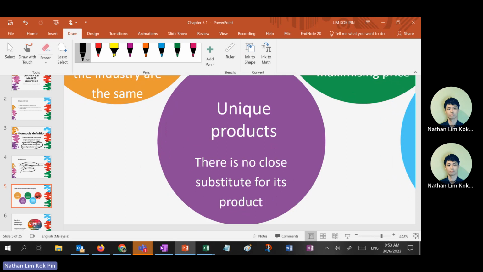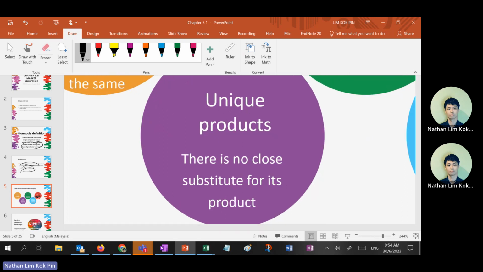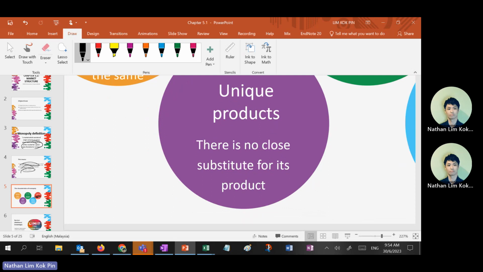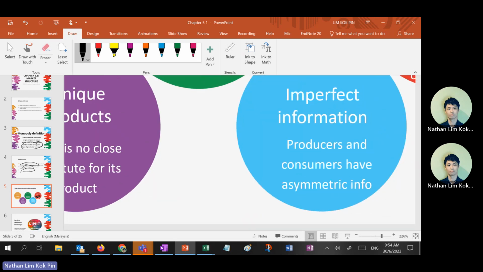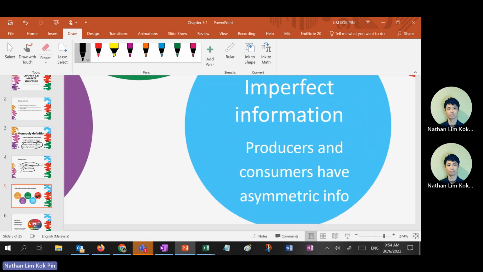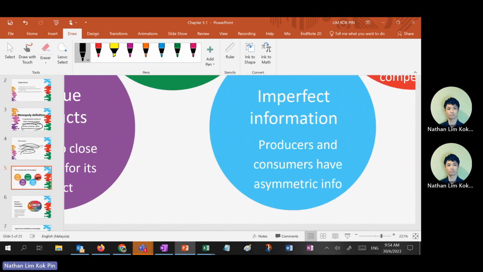Number 4 is unique. The product must be exclusive, produced only by this company, and there are no close substitutes. Number 5 is imperfect information. The consumers and producers normally don't have the same information or knowledge. Consumers normally have less knowledge and information regarding the company compared to the company itself.